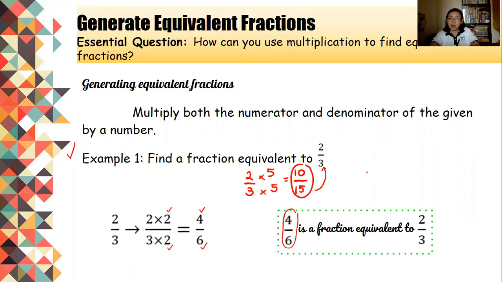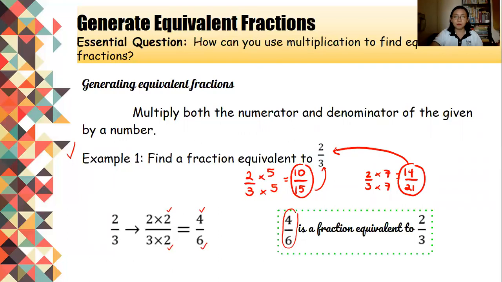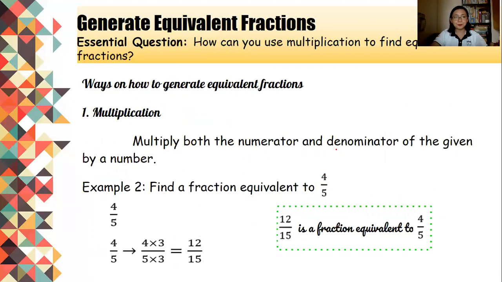Another equivalent fraction would be 2/3 multiplied this time by 7. 2 times 7 will give us 14. 3 times 7 will give us 21. This 14/21 is equivalent to 2/3. Again, let me repeat. The chosen number that you will have should be multiplied to both numerator and denominator. This is to ensure that you are not changing the value of your fraction.